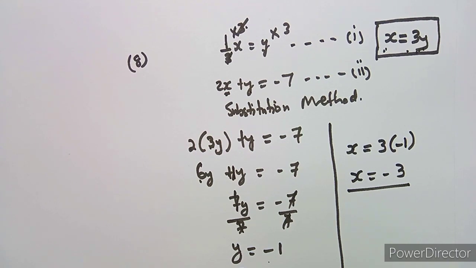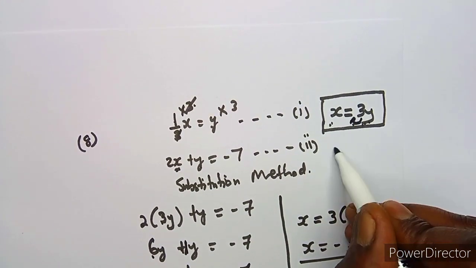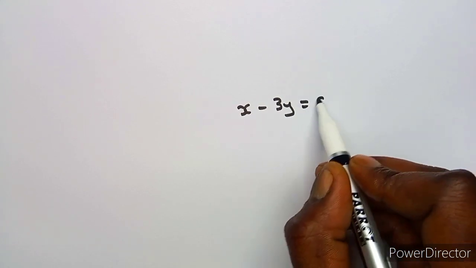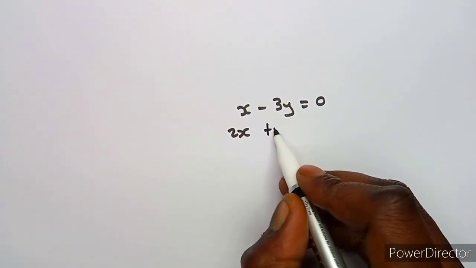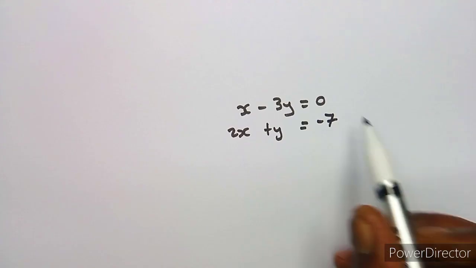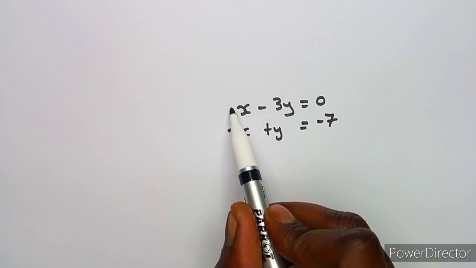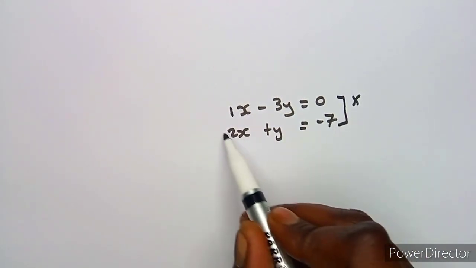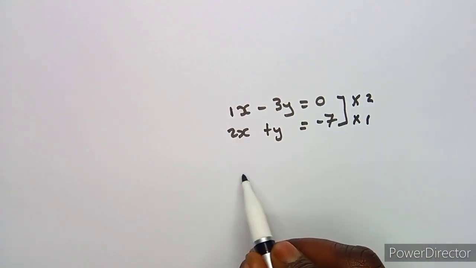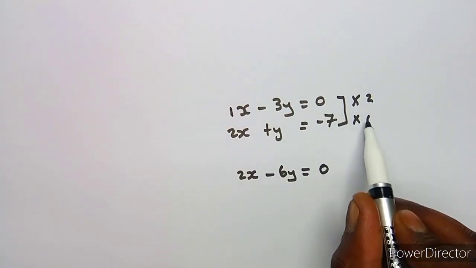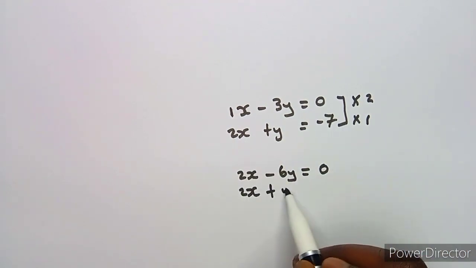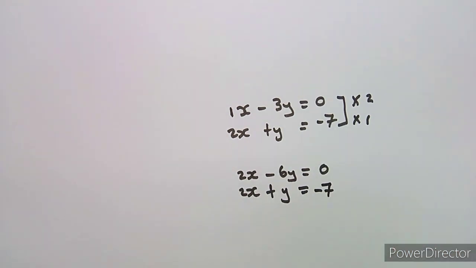Or you can choose, maybe you wanted to apply elimination. At this stage, you transpose this to this side, which gives x minus 3y equal to 0. So you have your equation like this: x minus 3y equal to 0. Then this one is fine as it is: 2x plus y equal to minus 7. Now you can eliminate your x or your y by interchanging. This one is the same as 1, so you multiply the first by 2 and the second by 1. By 2, this gives 2x minus 6y, equal to 0, and by 1, each and every term, 2x plus y is equal to 1 times minus 7, which is minus 7.